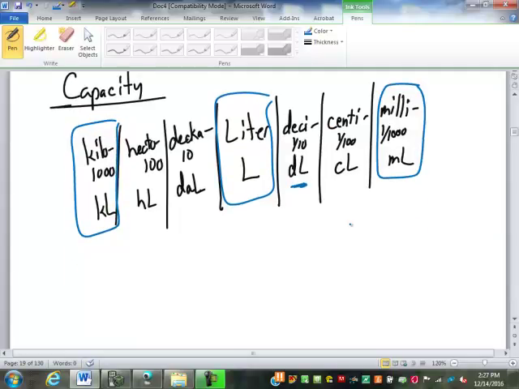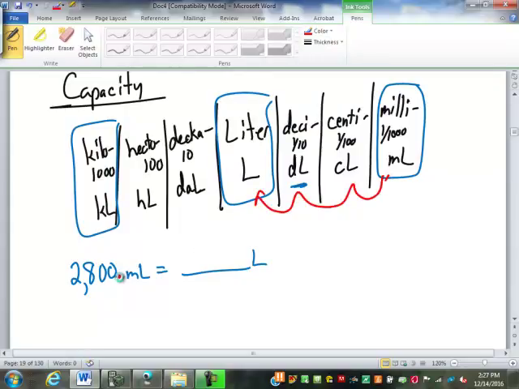Okay, our conversions are exactly the same as they were for our lengths. So if we have 2,800 milliliters, I need to convert into liters, we are just moving the decimal point. So from milliliters to liters is 1, 2, 3 spots to the left. Decimal point goes 1, 2, 3 spots to the left. 2.8.